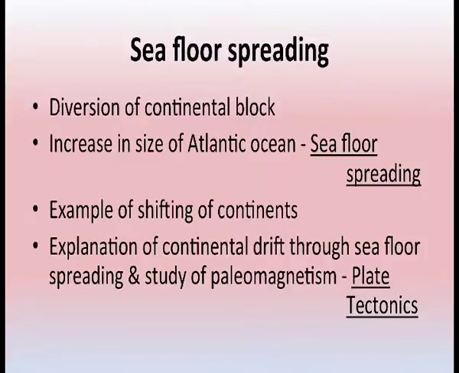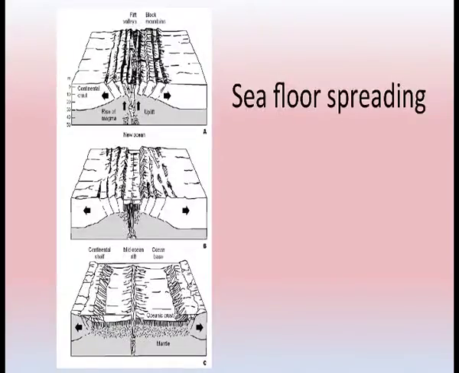So there is an example of shifting of continents also. The explanation of continental drift through sea floor spreading and the study of paleomagnetism has supported this, and basically this is known as plate tectonics. An example of sea floor spreading and how it happens can be seen in the figure. In the lowermost figure you can see the magma coming out, gradually the sea floor is spreading, and then in the third picture you can see magma still coming out and new layers are formed along this layer.